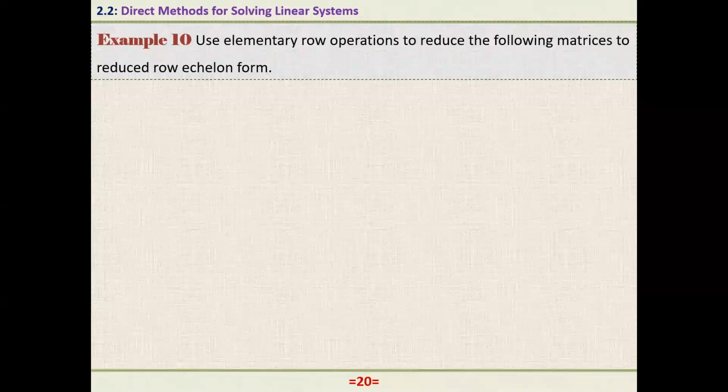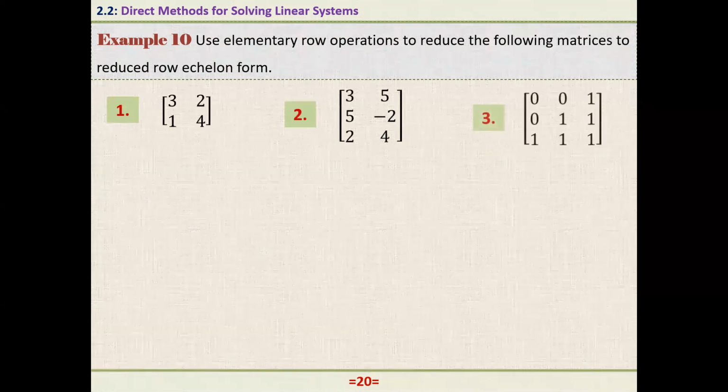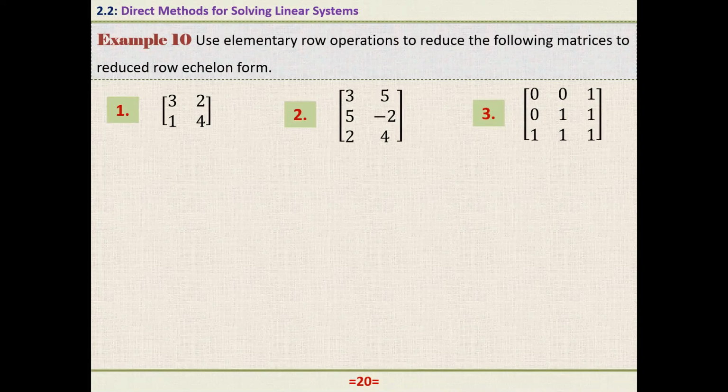Use elementary row operations to reduce the following matrices to reduced row echelon form. All right. We have 6 examples. Guys, you may now have knowledge about these things, but if you want to do this fast and correctly, you need to practice the questions.